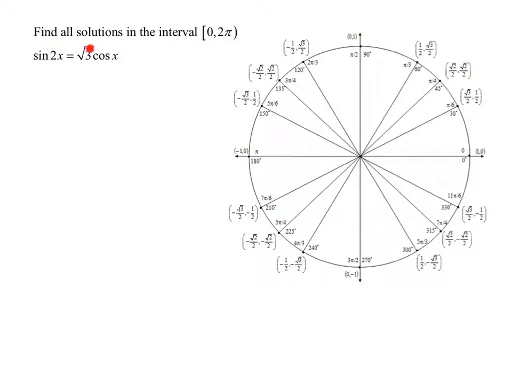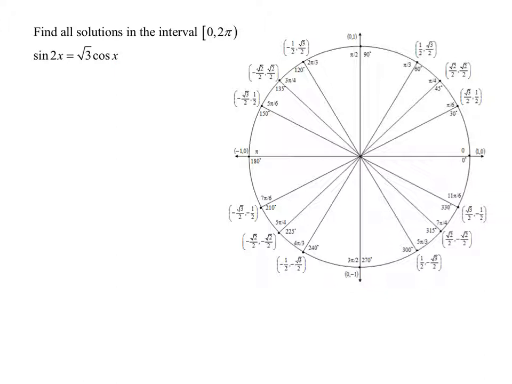In this problem, we need to find all solutions in the interval 0 to 2 pi, which means my answers need to be in radians, of this trigonometric equation here. Well, the first thing you notice with this equation is that of the sine function on the left, the argument is 2x, and the cosine function on the right, the argument is just plain old x.